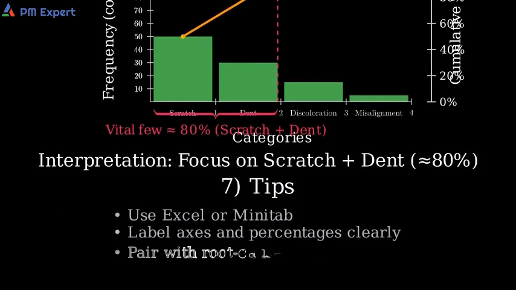Tips. Use software like Excel or Minitab to automate. Label both axes and percentages clearly and combine with root cause analysis tools like the 5 whys or fishbone diagrams to turn the insight from the Pareto chart into action.